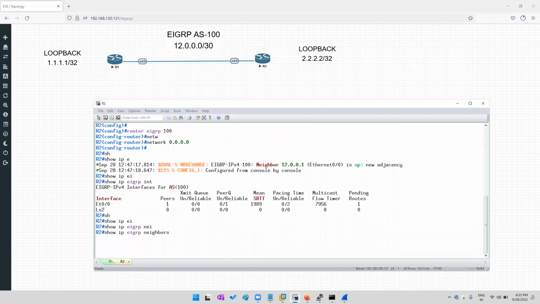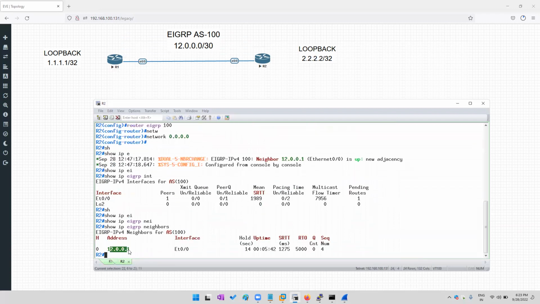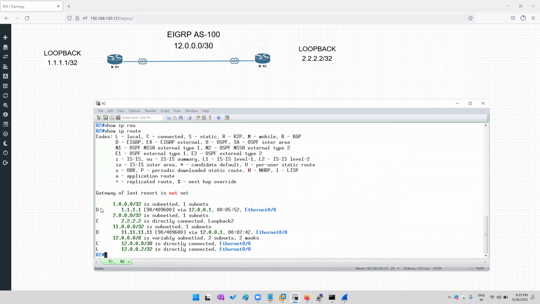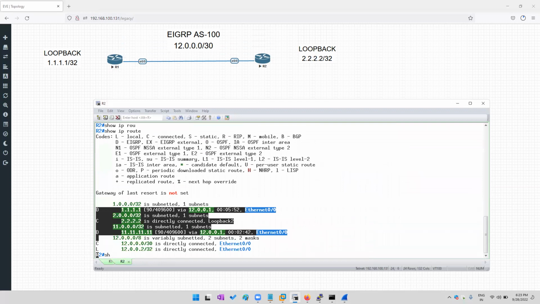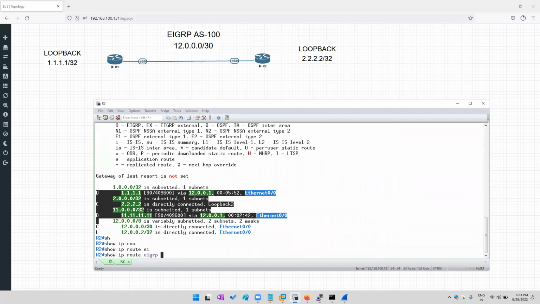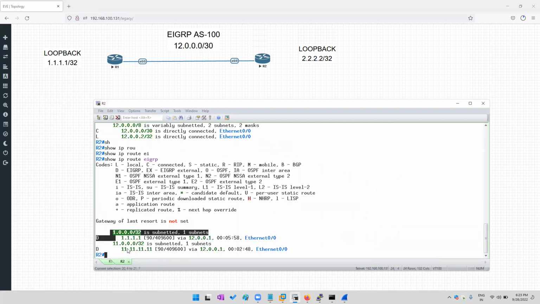Show IP EIGRP neighbor. R2 says this one is my neighbor on this interface. The timer is running at this time, and this one is in milliseconds. Last acknowledge is number 4. Show IP route. We are receiving multiple routes, but I want to show only EIGRP, so show IP route EIGRP. In EIGRP, we are receiving 2 routes from R1, with AD value 90, 90. That means same AS number. Clear? Next thing.